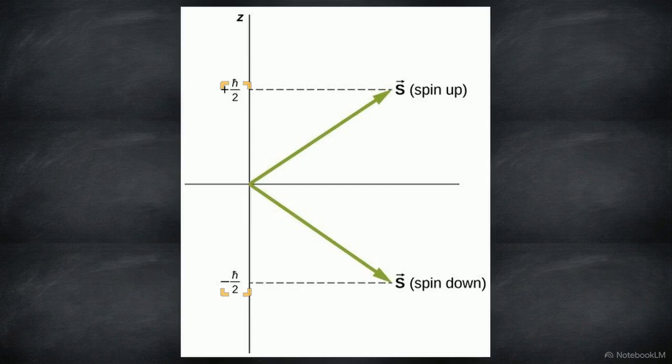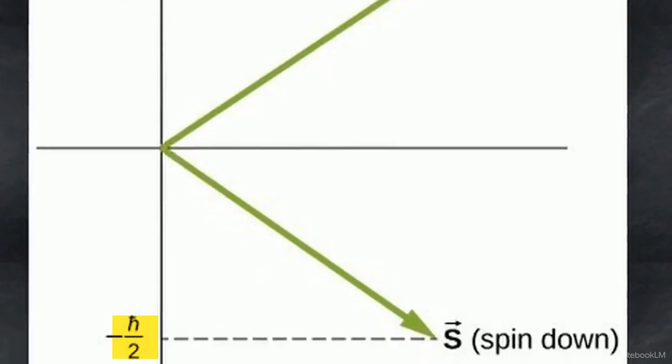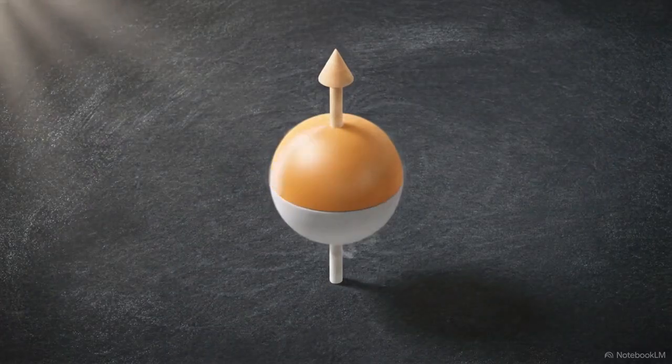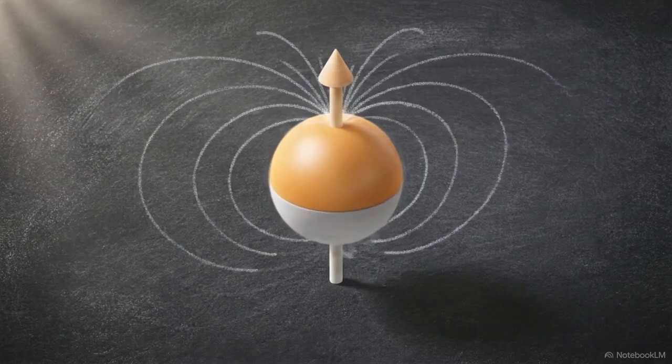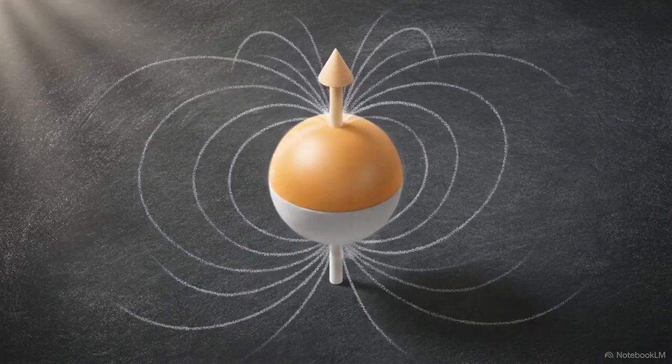Its spin projection is locked into two exact coordinates. It can be positive h-bar over 2, the spin up state, or negative h-bar over 2, the spin down state. There is no in-between. This binary rotation gives the electron a magnetic moment. Every single electron acts like a microscopic bar magnet with a distinct north and south pole.